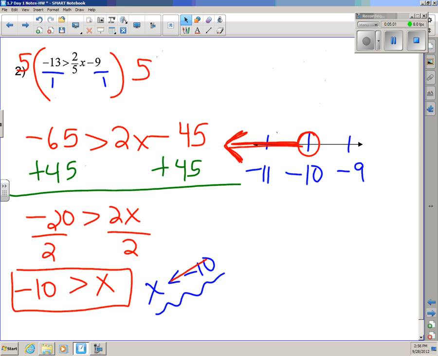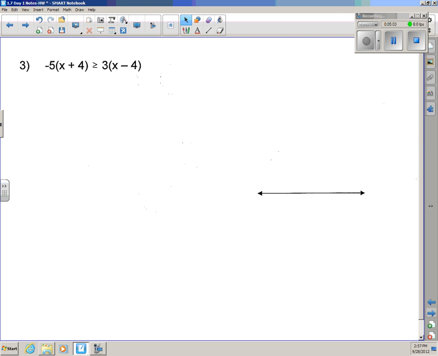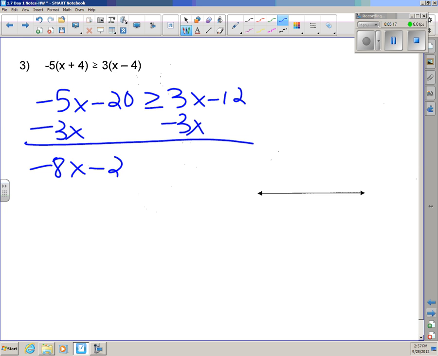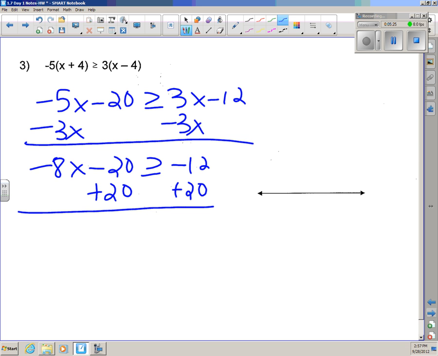Let's try the next one. Let's distribute. So you get negative 5x minus 20 greater than or equal to 3x minus 12. I'm going to subtract 3x from both sides, and I get negative 8x minus 20 greater than or equal to negative 12. I'm going to add 20 to both sides and get negative 8x greater than or equal to 8.